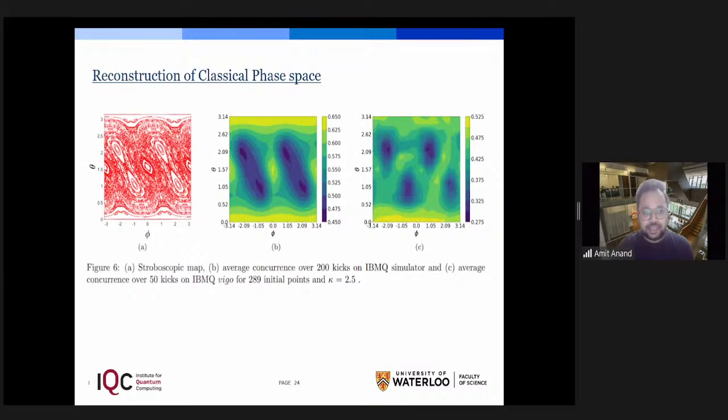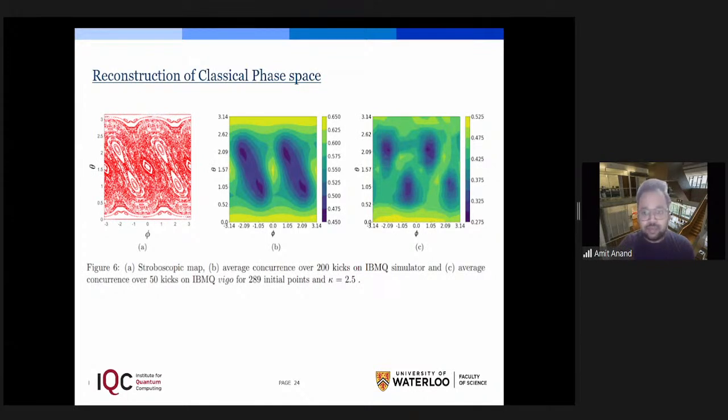Now here what you are seeing is the classical phase space for kappa 2.5. In this one, we took 289 initial points, and then we evolved them for 200 kicks using the classical equation to get this global picture of the classical phase space. Now on the second plot, the middle one, we still took 289 initial spin coherent states. We evolved them for the 200 kicks using the unitary operation. And then we calculated the time average concurrence, and that we plotted on the z-axis, and then we took the contour plot.